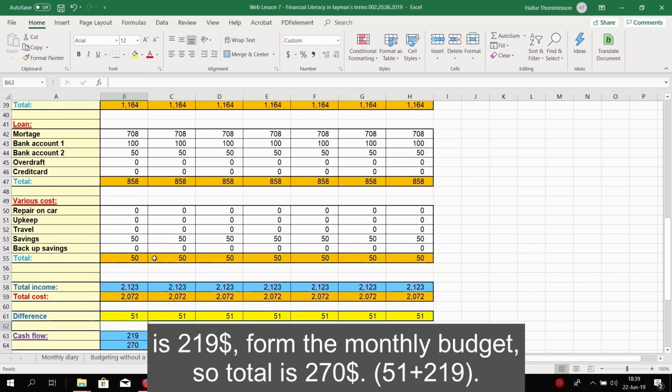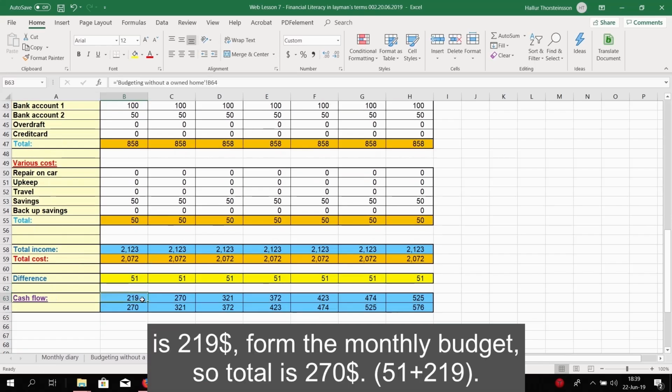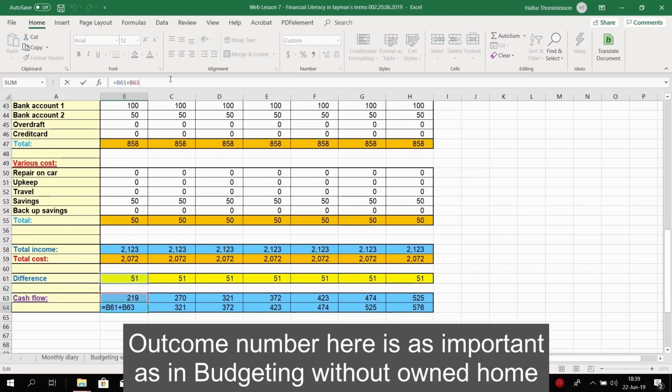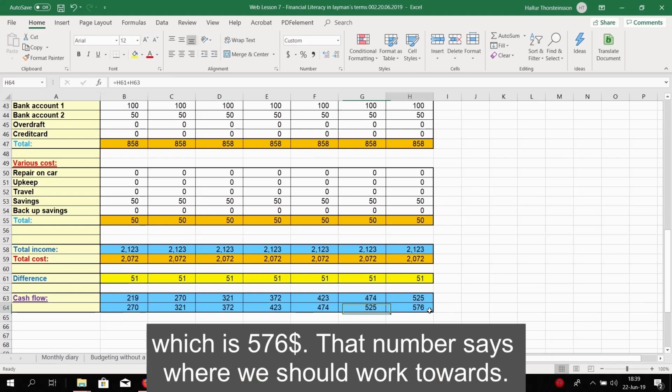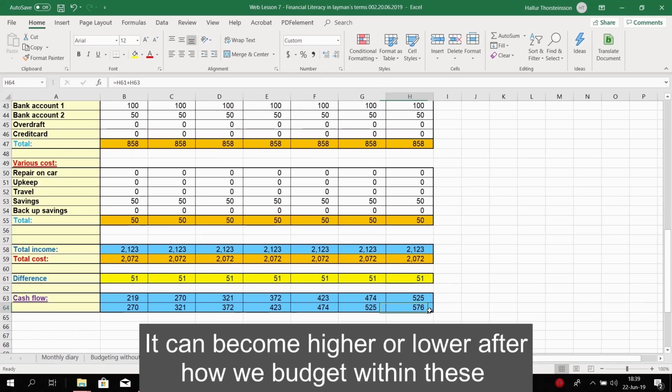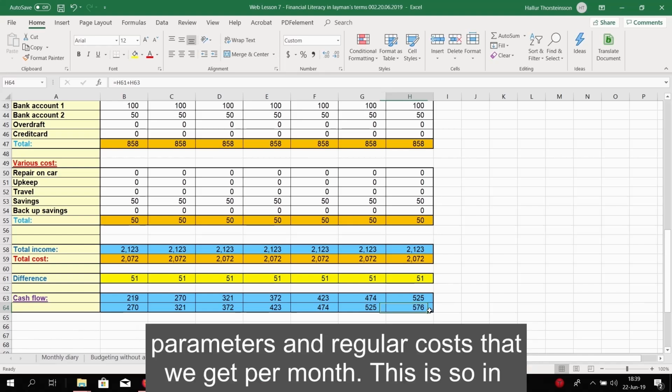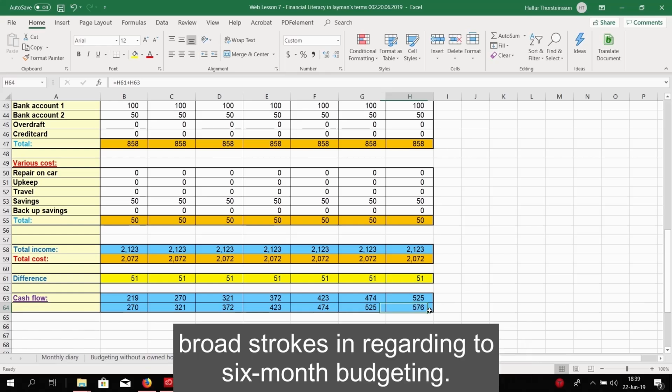Cash flow is 219 from the monthly budget, so the total is 270, 51 plus 219. The outcome number here is as important as in the budgeting without owned home, which is 576. That number says where we should work towards. It can be higher or lower depending on how we budget within these parameters and regular costs that we get per month. This is so in broad strokes regarding 6-month budgeting.